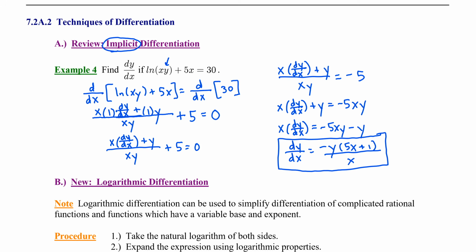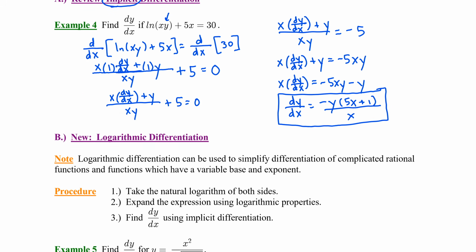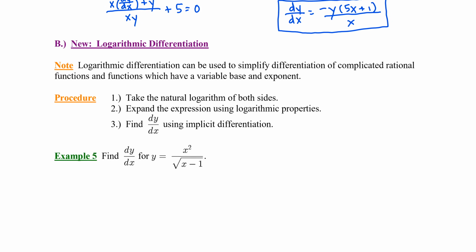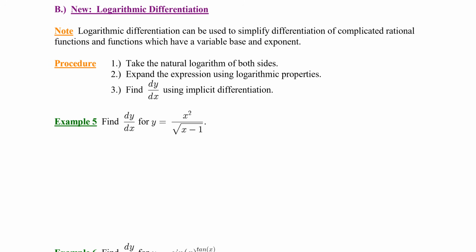Okay. Let's take this process of implicit differentiation and learn a new related technique called logarithmic differentiation. Note, logarithmic differentiation can be used to simplify the differentiation of complicated rational functions and functions which have a variable base and variable exponent. Here's the procedure. We're going to take the natural logarithm of both sides of the original function.